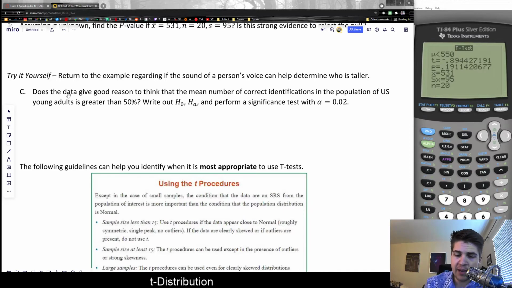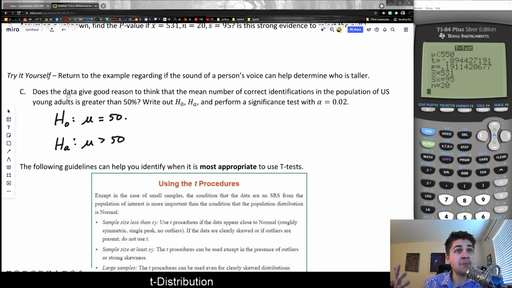If we were to write out H sub 0, the claim should always be a statement of equality about the population. And then the alternative hypothesis, what we're looking at here, would be that it's greater than 50%. So our null hypothesis is that the mean is 50, meaning it's just randomized chance that they would have 50% correct. Again, that would just be random chance, right? If I had listened to the same voice every time, I would just guess who's taller. I would have no idea. But our alternative hypothesis will be that people can actually tell the difference, that it is greater than 50.